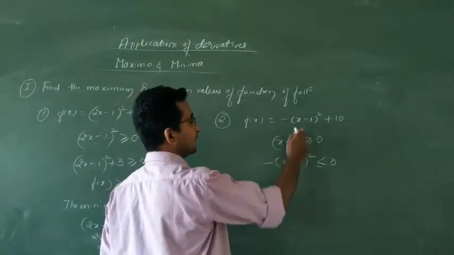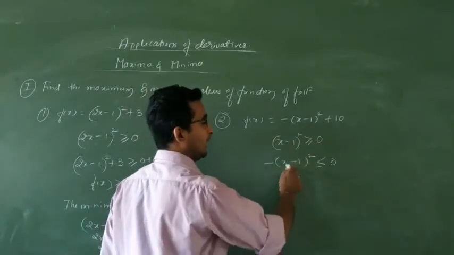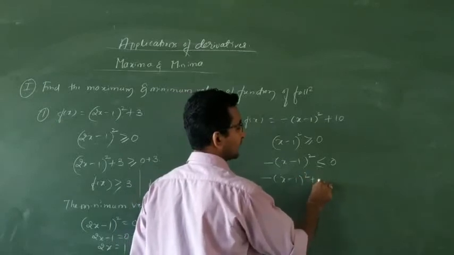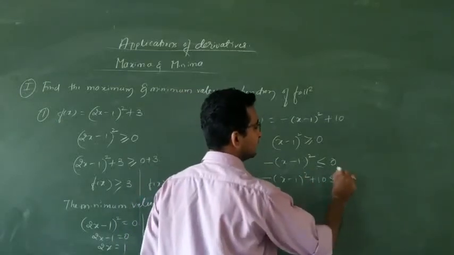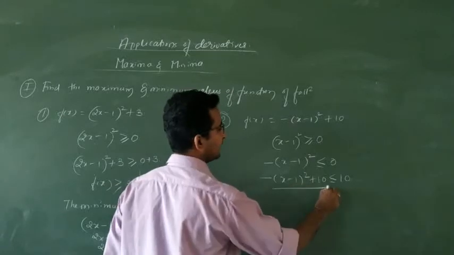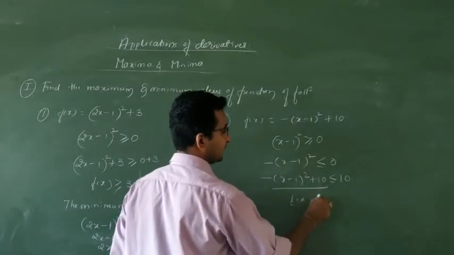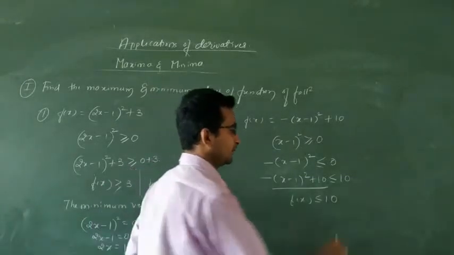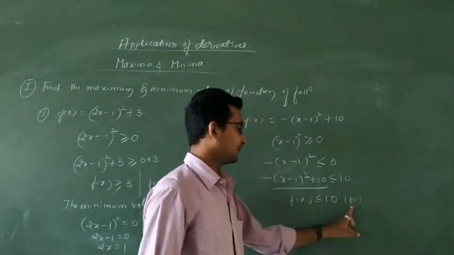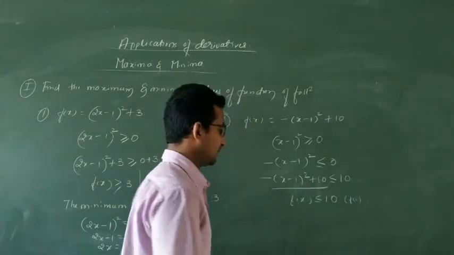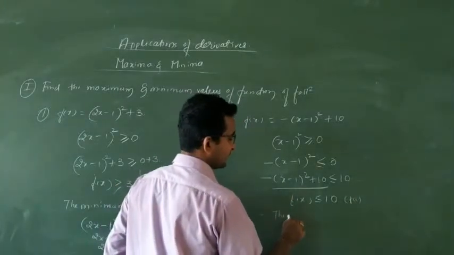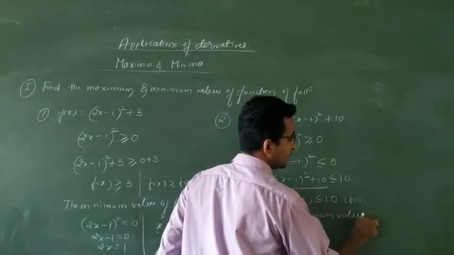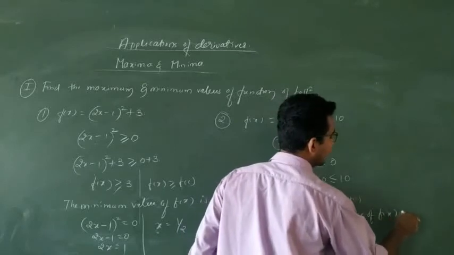So now, to get the above function, what do I have to do? I have to add plus 10 to both sides. Then minus of (x minus 1) whole square plus 10, and 0 plus 10 is 10. So what is this? This is nothing but f of x is lesser than or equal to 10. That is, this is f of c. It means f of c is greater than f of x.